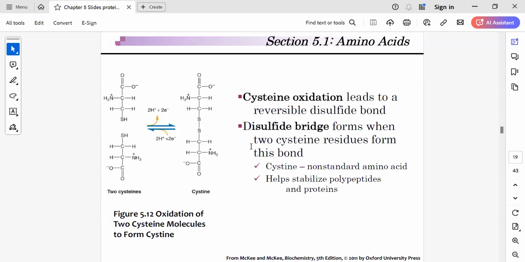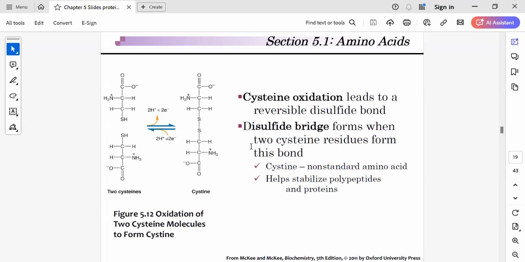Then we also have cysteine oxidation that leads to the reversible disulfide bond. Disulfide bonds are formed when two cysteine residues form this bond. It helps to stabilize polypeptides and proteins.